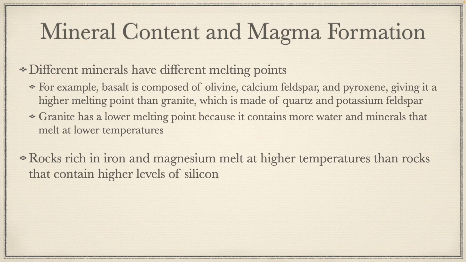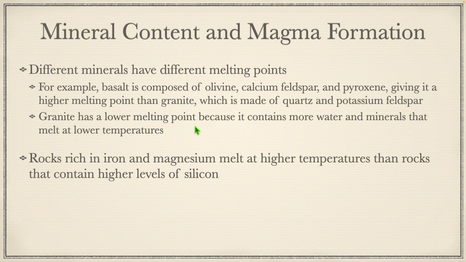Mineral content and magma formation. Different minerals have different melting points. For example, basalt is composed of olivine, calcium feldspar, pyroxene, etc., giving it a higher melting point than granite, which is made of quartz and potassium feldspar. In other words, olivine, calcium feldspar and pyroxene have higher melting points. These minerals in pure form have a higher melting point than quartz and potassium feldspar. So since basalt has more of these minerals, it's going to have a higher melting point. The granite has lower melting point minerals, so it's going to have a lower melting point.